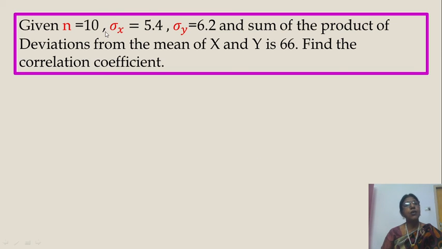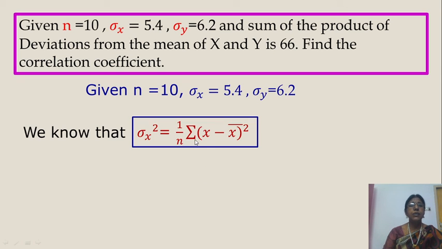Given n is 10, already we have given this data. Sigma x is 5.4, sigma y is 6.2, and the sum of the product of deviations from the mean of x and y is 66. Find the correlation coefficient. Here we have given n is 10, sigma x, sigma y, and the sum of the product of deviations from the mean of x and y. Product means x into y. They have summed these x into y. Sum of means sigma xy is 66, that is the meaning here. Sigma xy is 66 here.